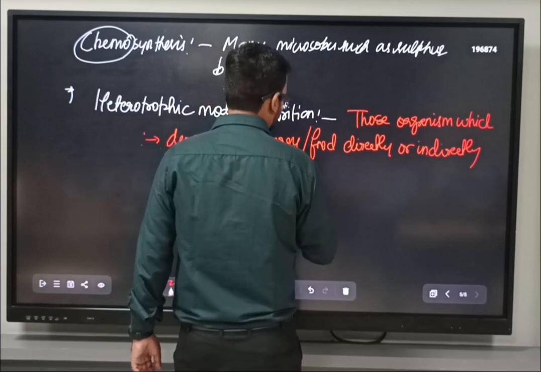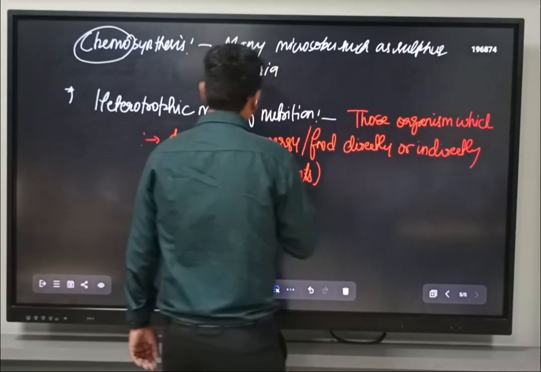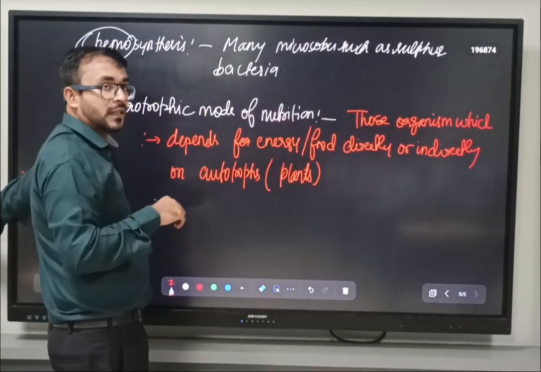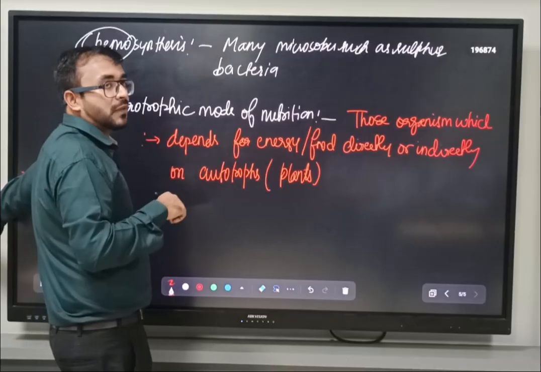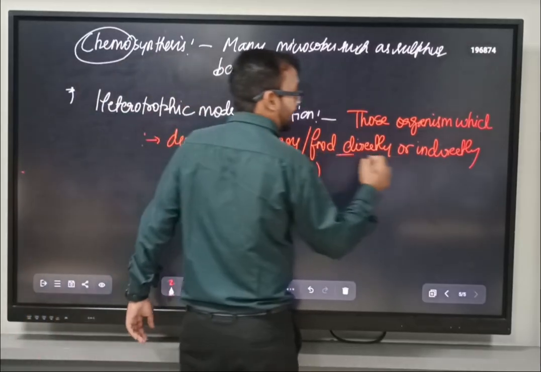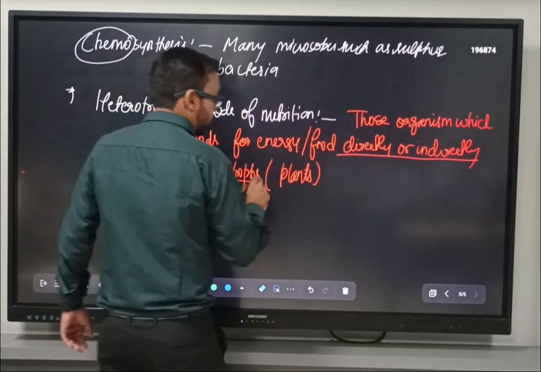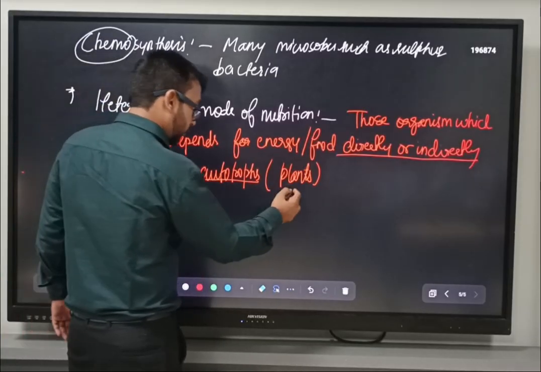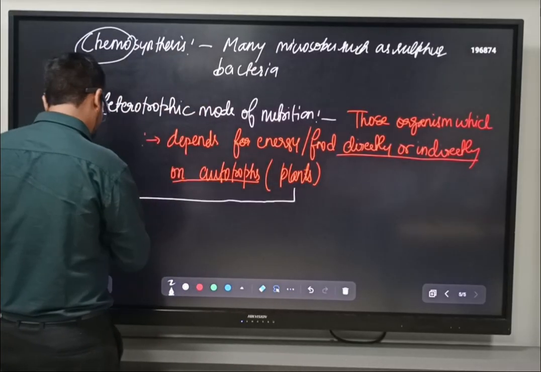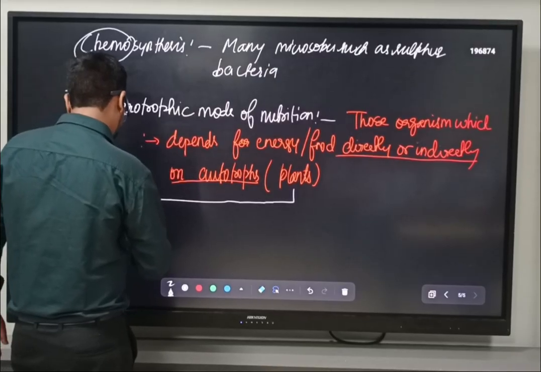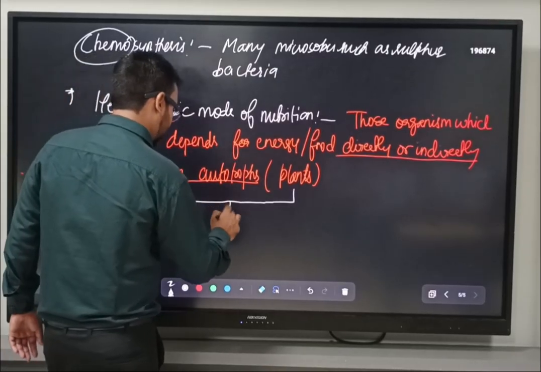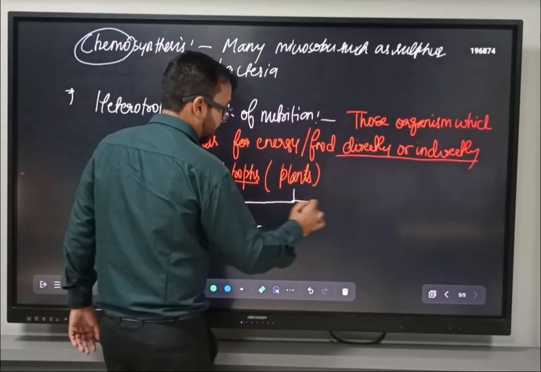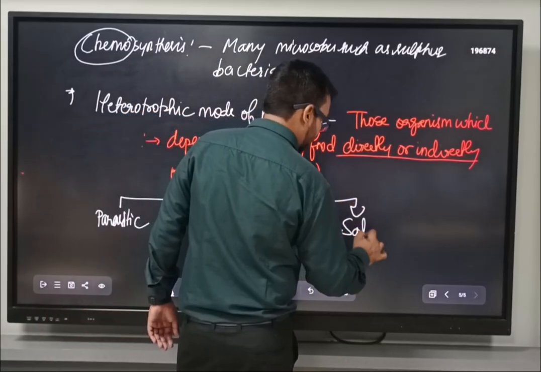such as plants. So heterotrophic mode of nutrition वो नहीं होते सिर्फ जो प्लांट्स पे डिपेंड करेंगे, वो भी होते हैं जो दूसरे एनिमल पे डिपेंड करेंगे, तो डायरेक्टली और इनडायरेक्टली दे हैव टू बी डिपेंडेंट ऑन द autotrophs. That's why they are called the heterotrophic mode of nutrition. Out of three types, the first is parasitic, second holozoic, and third is saprophytic.